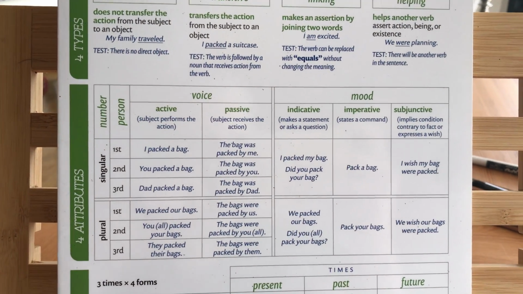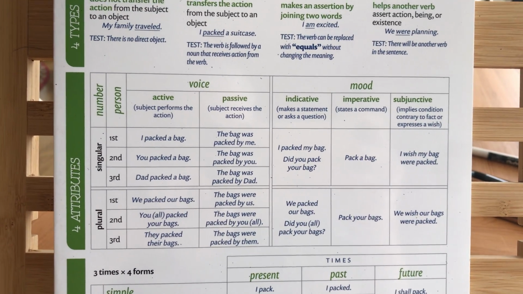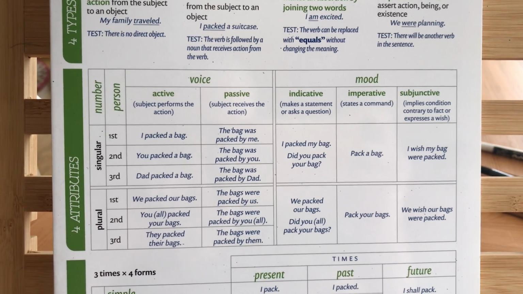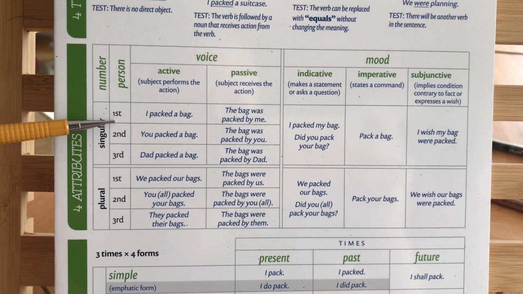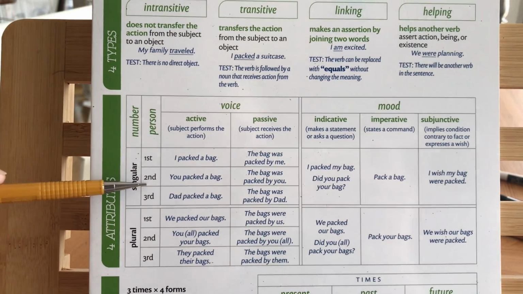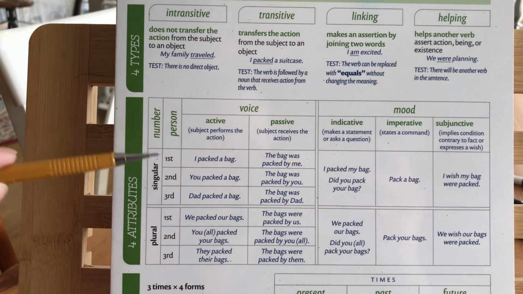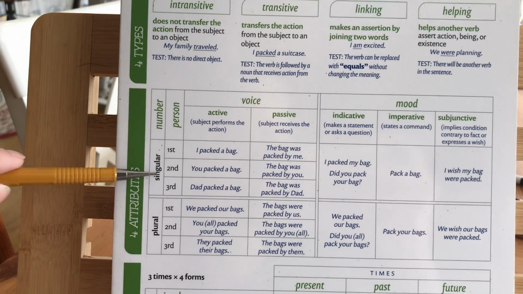Person, number, voice, and mood, these are 4 verb attributes. Of course, person tells you whether I am doing the action, you are doing the action, or a third person is doing the action. Number tells you whether it is singular or plural.